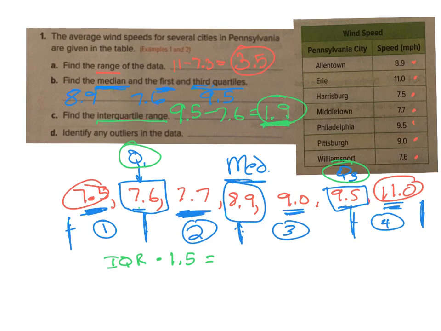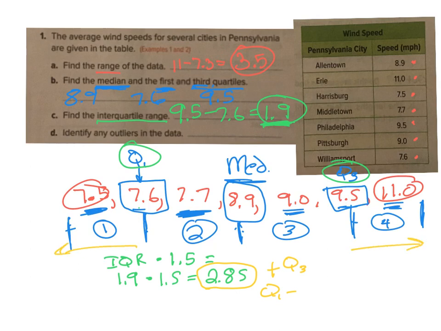This time, the interquartile range was 1.9. So 1.9 times 1.5. Let's see what we get here. 1.9 times 1.5 gets me 2.85. Okay? So that number's important because to find the outliers, I'm going to take that number and add it to Q3, and I'm going to take Q1 and subtract that number. So I'm going bigger here and smaller here to see if there's any outliers.